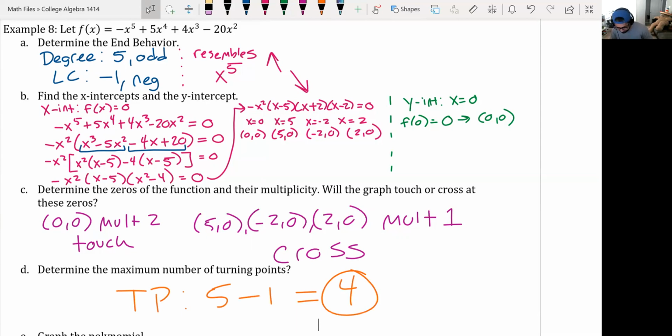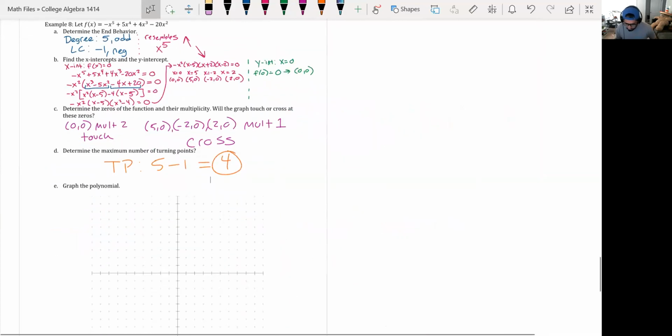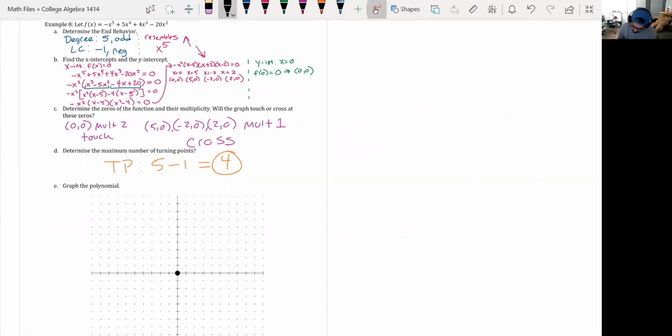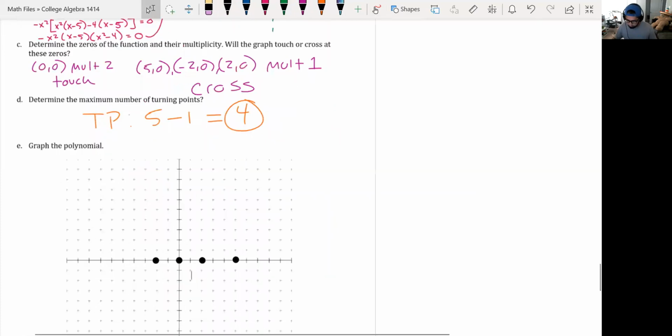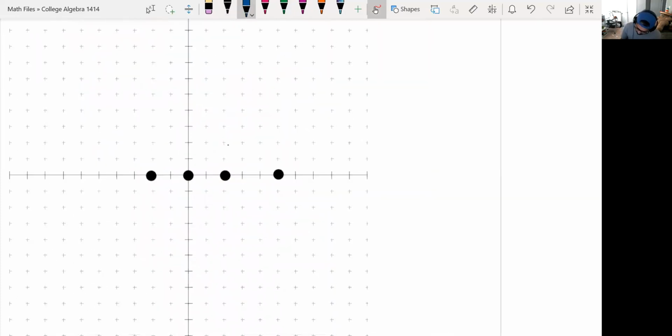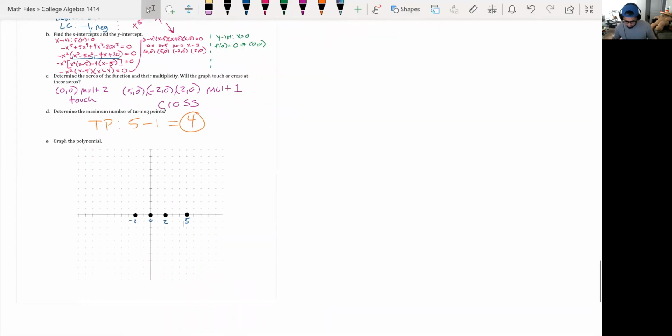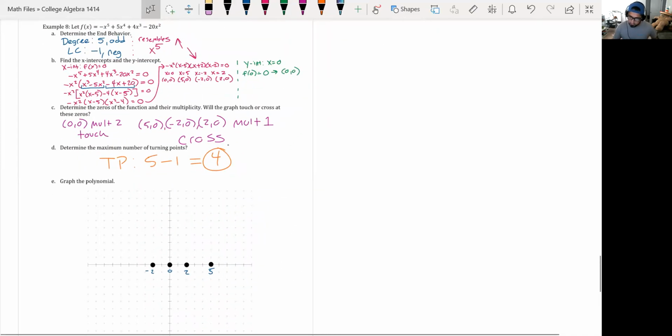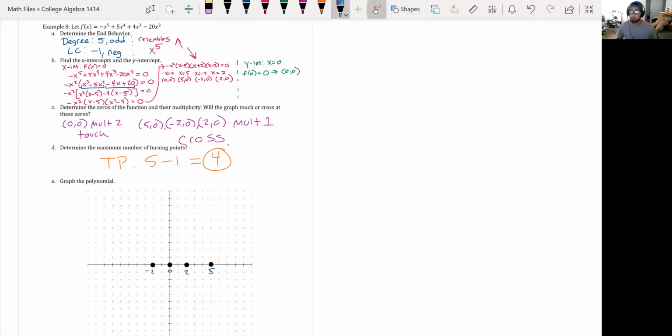Look how fast that was. And yeah, I'm ready to plot. My X-intercepts are (0, 0), (5, 0), (-2, 0), (2, 0). And now all we have to do is graph using end behavior and multiplicities.